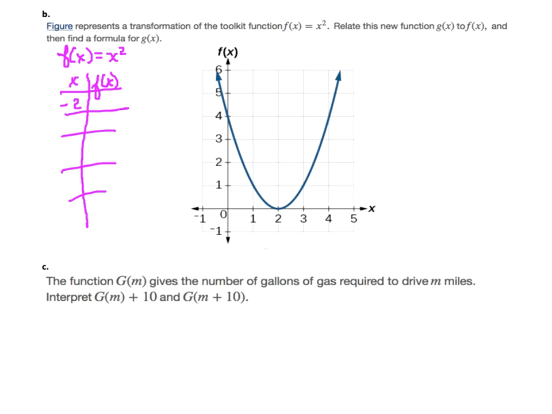So we have -2, -1, 0, 1, and 2. -2 squared is 4. -1 squared is 1, 0 squared is 0, 1 squared is 1, 2 squared is 4. So we would have the point, let's see, -2, 4 is about right here.